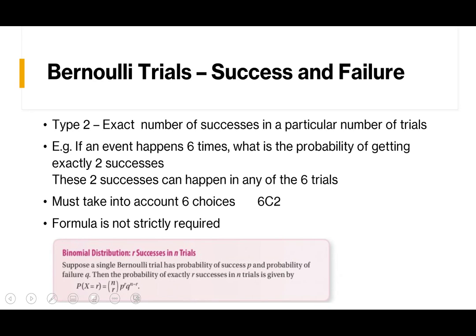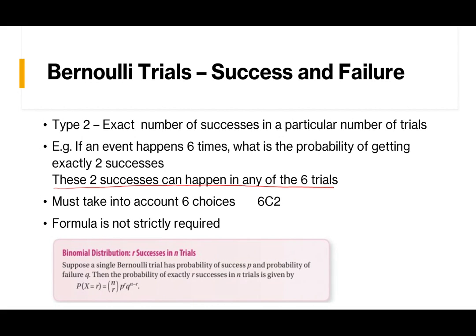Right, type 1 is very straightforward, very easy. Type 2, not that it's in any way more difficult, but it does require a little bit more thinking. Type 2 is the exact number of successes in a particular number of trials. For example, if an event happens 6 times, what is the probability of getting exactly 2 successes? Now these successes can happen in any of the 6 trials. So this time there are different positions that it can be in. So we must take into account that there are 6 choices for this, and there are 2 places to be placed.